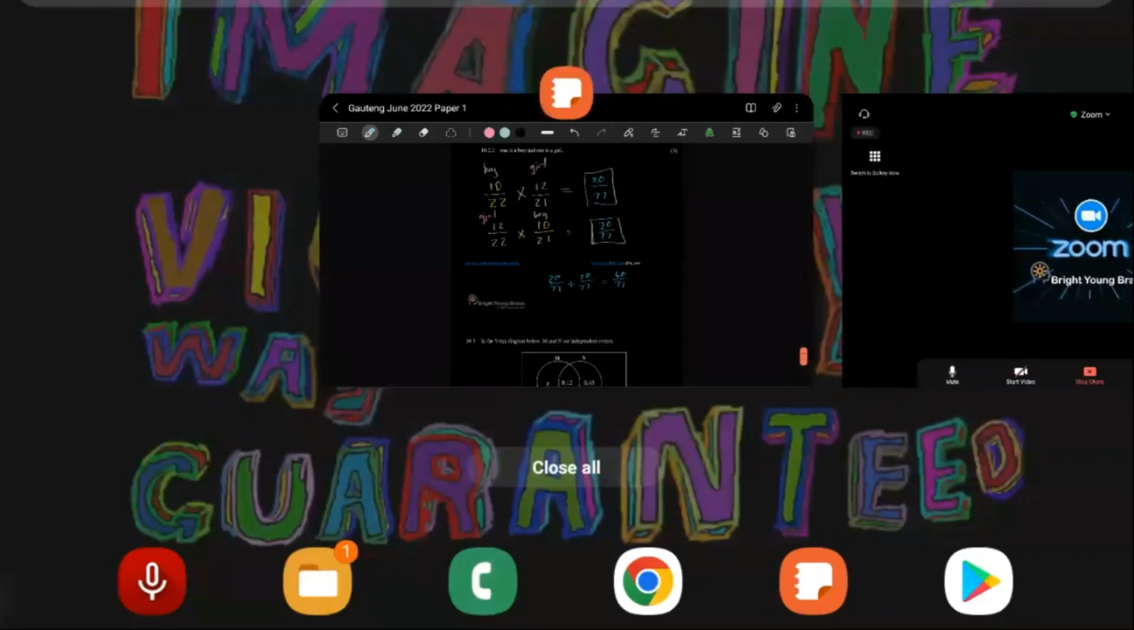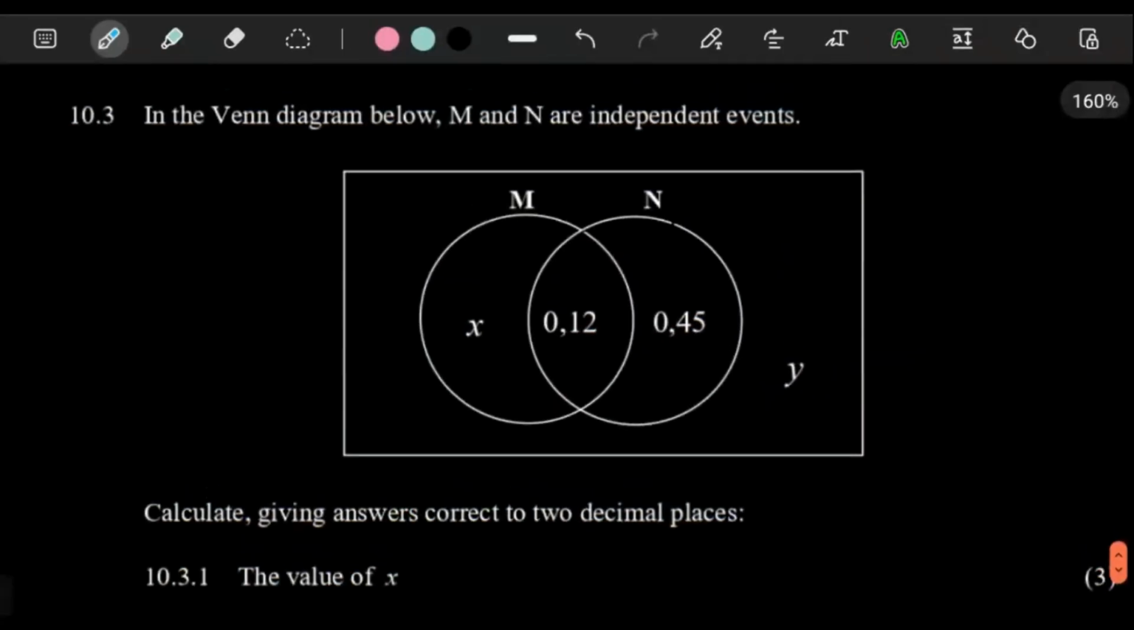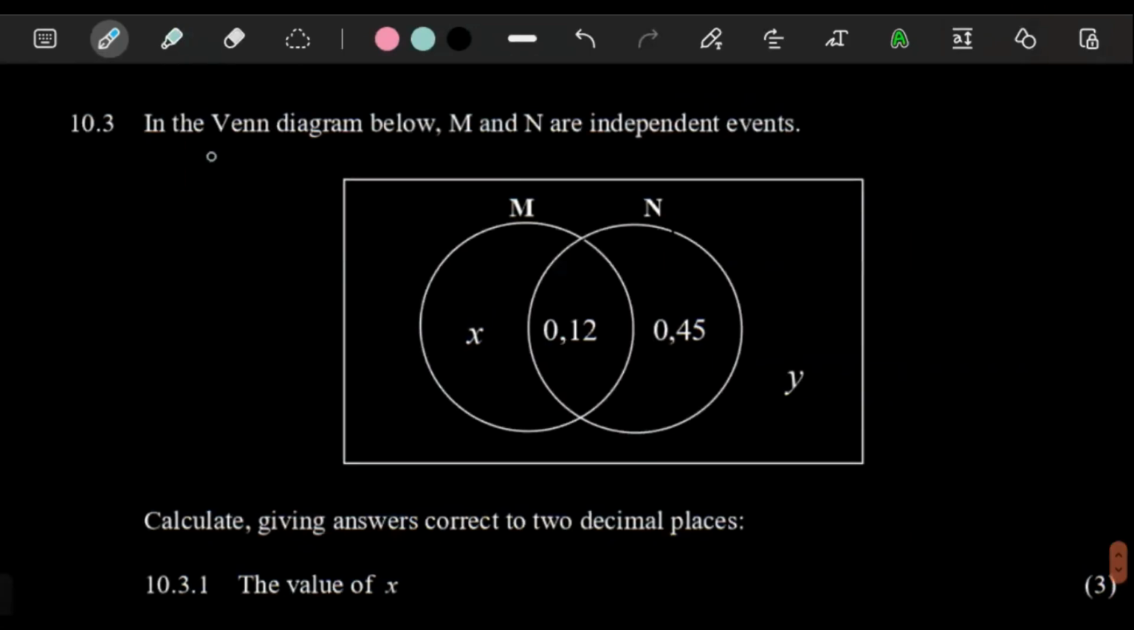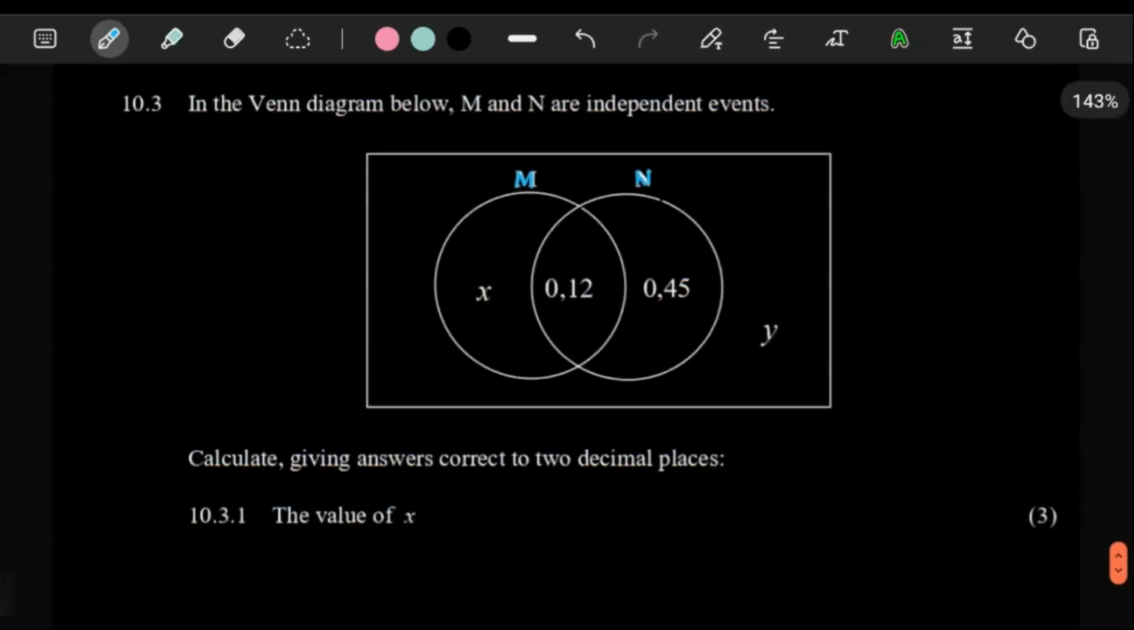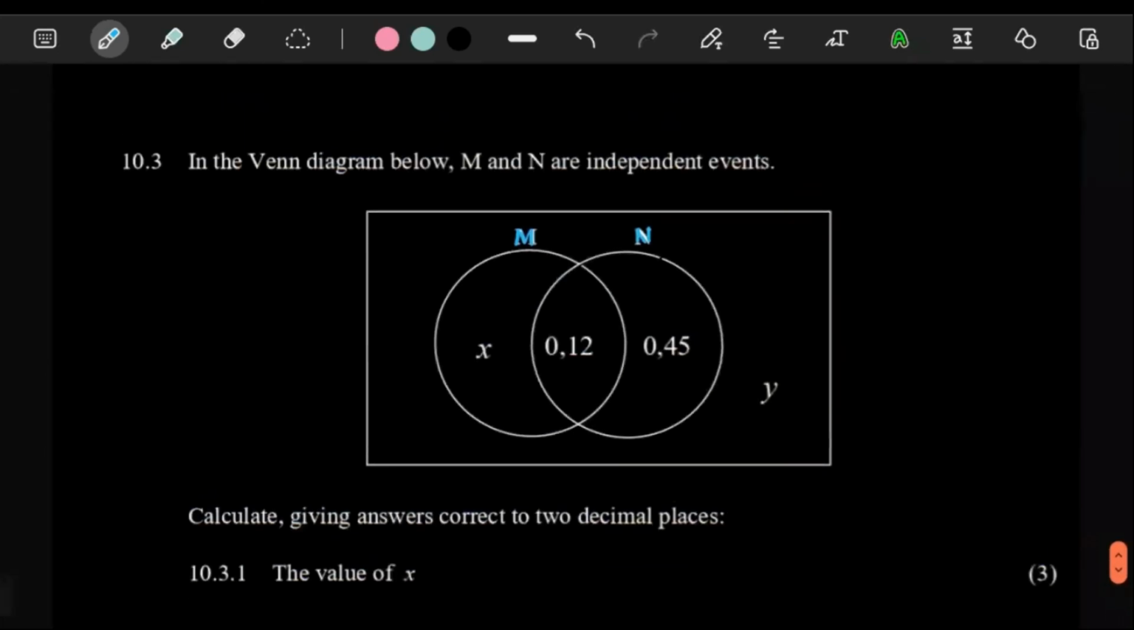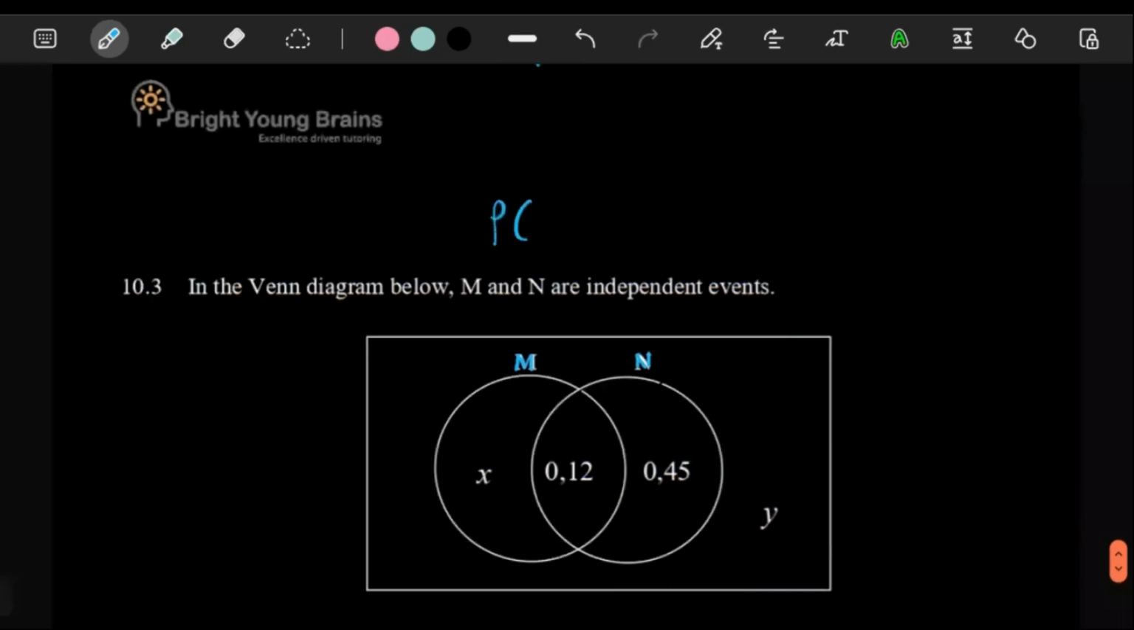Nope. With the next one, we have a Venn diagram. This Venn diagram says the following. In the Venn diagram below, M and N are independent events. So there's M over here, there's N over here. So they say they're independent events. What you have to remember about independent events is that the probability of A multiplied by the probability of B will be equal to the probability of A and B.